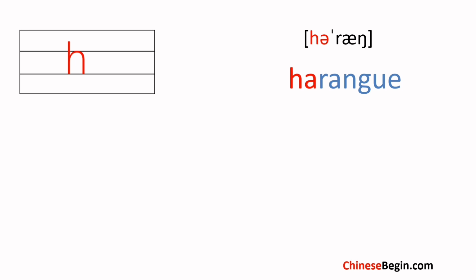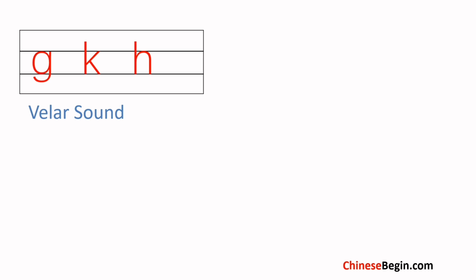H, herring. H. We can find that g, k, h are velar sounds. When we pronounce them, the back of the tongue is raised towards the soft palate.